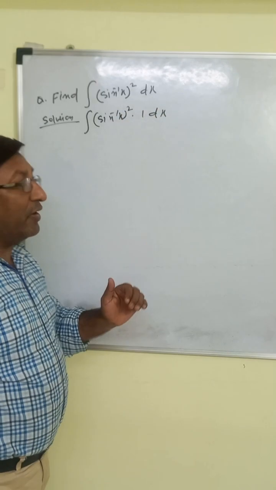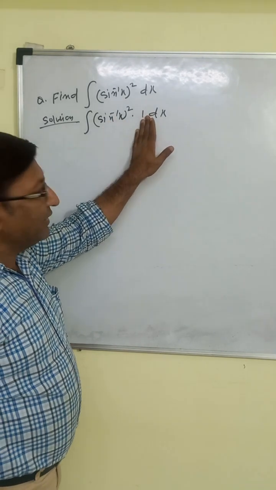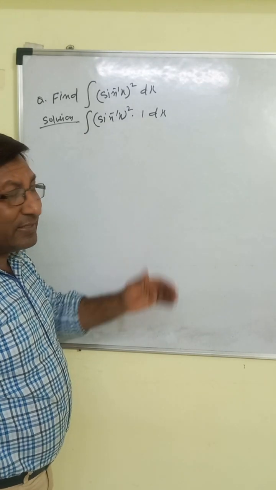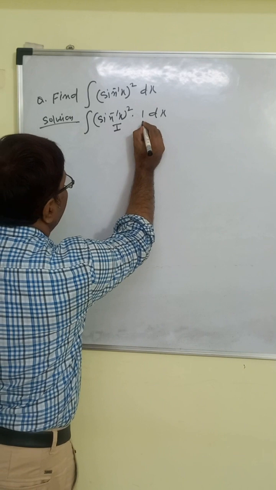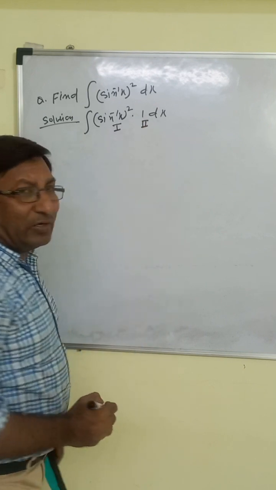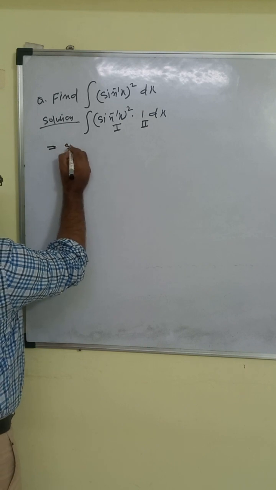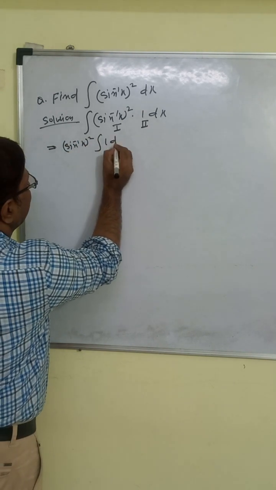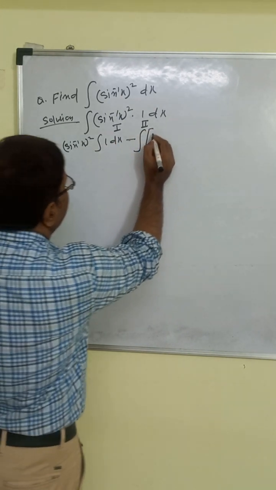Now here are two functions: the first is an inverse function and the second is algebraic. We know ILATE, so inverse is first and algebraic is second. So the first function will be sine inverse x whole square and the second function will be 1. Now the rule is: leave the first, so this is sine inverse x whole square, integration of the second, 1 dx, minus integration of the derivative of the first.